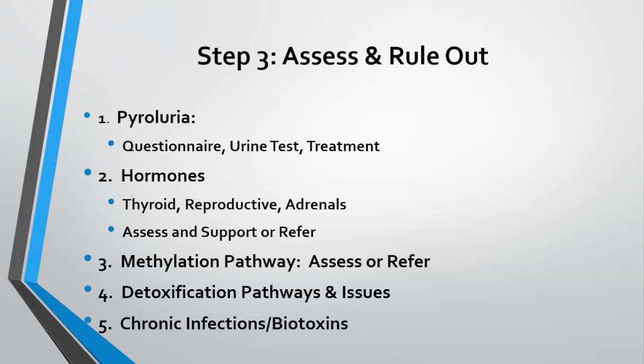Step 3, and this is the bulk of level 2, is assessing and ruling out or ruling in underlying nutritional or physiological or medical disorders. So pyroluria: if people are having a really negative reaction to say 5-HTP, or they're really looking like they may have pyroluria and they need cofactor support, use the questionnaire, test, and then treat.